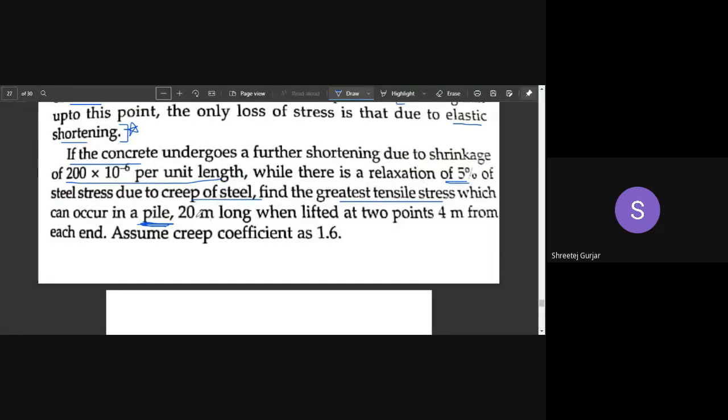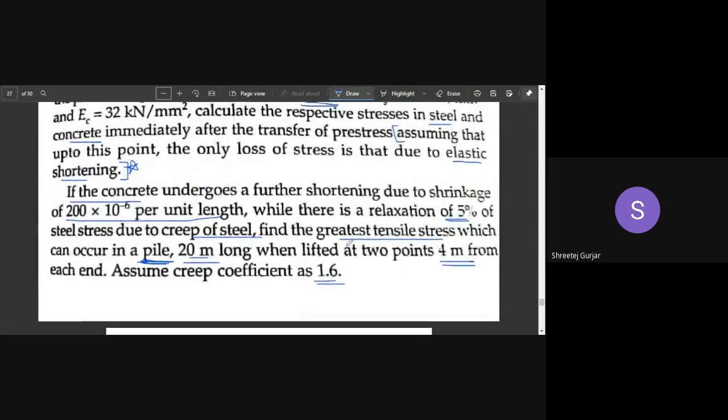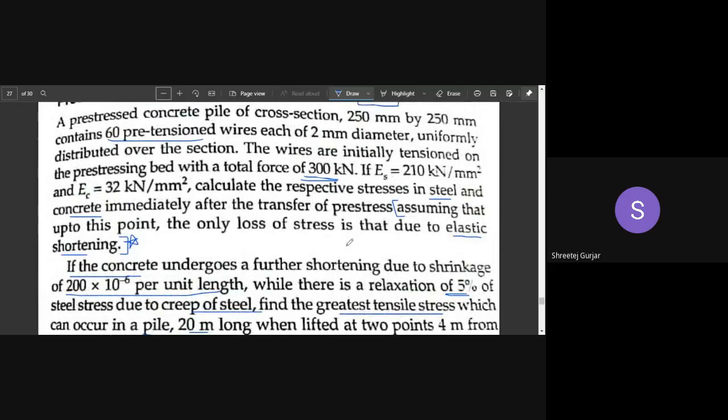The pile is 20 meter in length, lifted at 2 points, 4 meter from each end. We have to lift the pile from 2 points, 4 meter from each end. Assume a creep coefficient of 1.6. So this is our given data. Now we'll look into how to exactly solve this numerical.